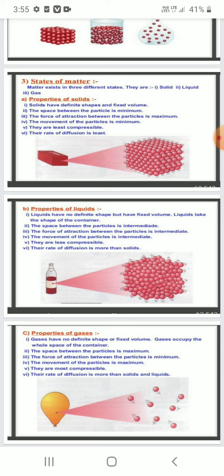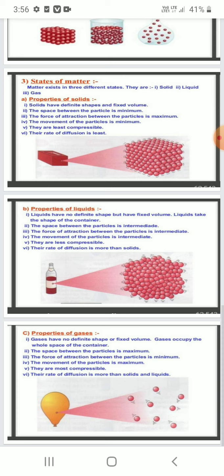Then the space between the particles is maximum. I told you, you can see it in the picture also, the space available between the gaseous molecules is always maximum. That is why they show random movement. You cannot draw it in a regular fashion. There will be a random movement of particles in the gaseous state of matter.